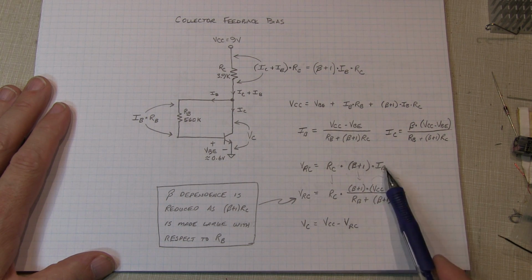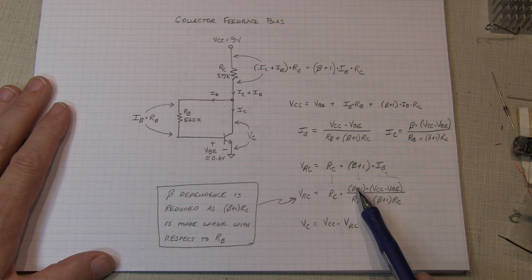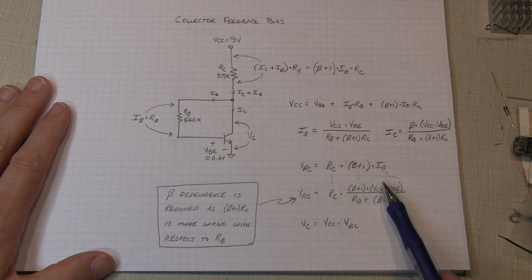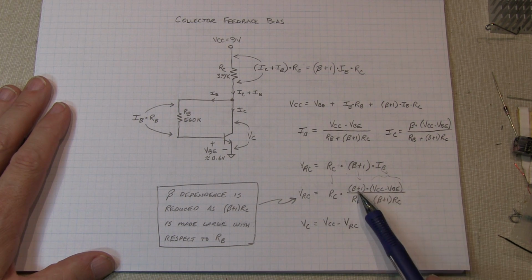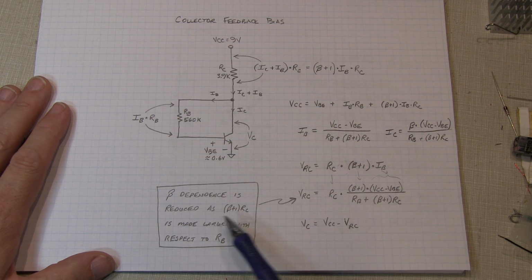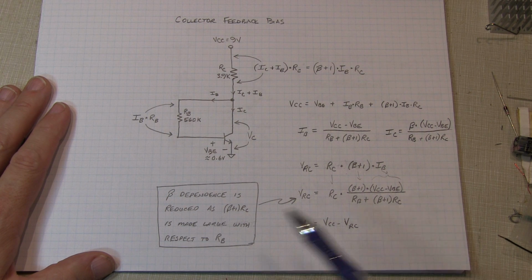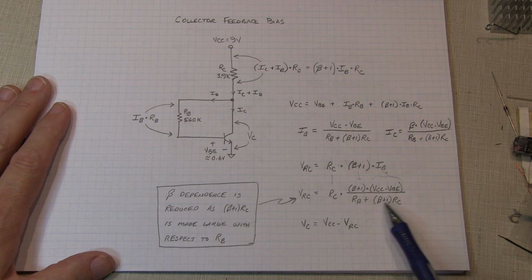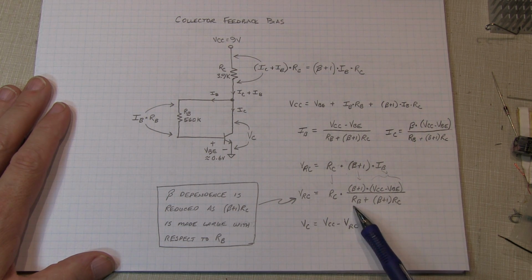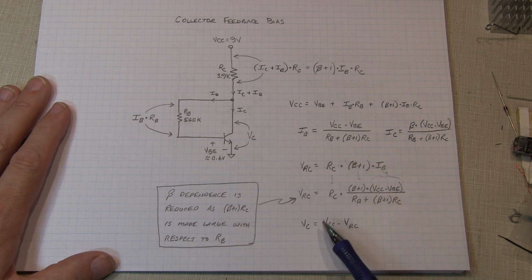RC times (beta plus 1) IB. So it's RC times (beta plus 1) times IB. And if we look at this equation, we can see beta in both the numerator and the denominator. So that's going to tend to reduce the dependence on beta, but it does so as a function of the difference or the ratio of RB to RC.